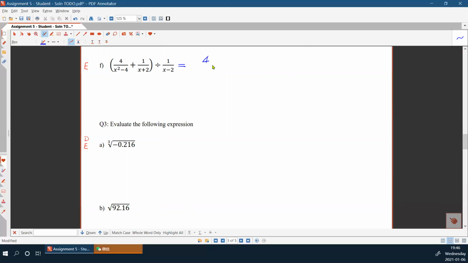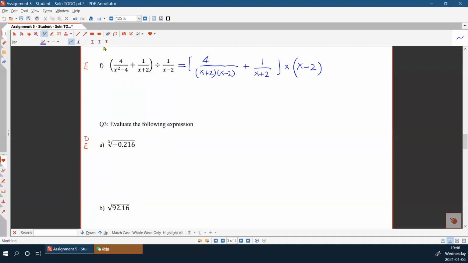Again, this time first try to factor each term. First term, x squared minus 4 gives us x plus 2 times x minus 2, right? Okay, second term, can't do anything, just leave it there. Dividing by x minus 2 is actually multiplying by the reciprocal of this whole term, which is 1 over x minus 2, right?